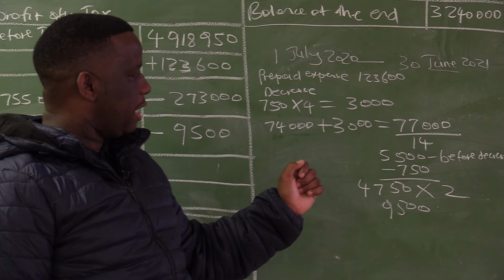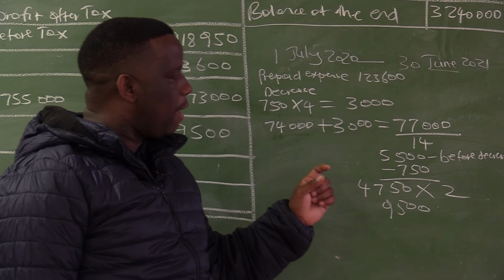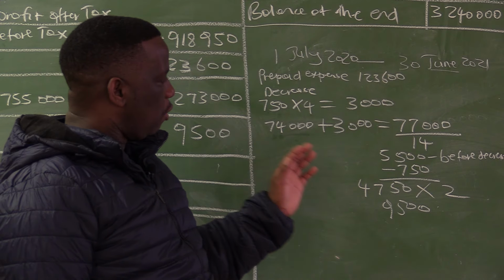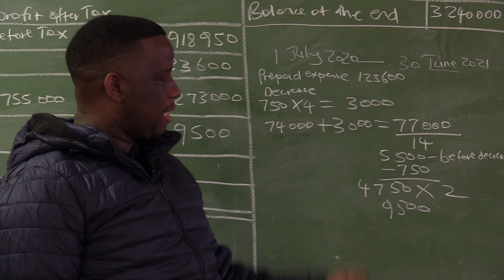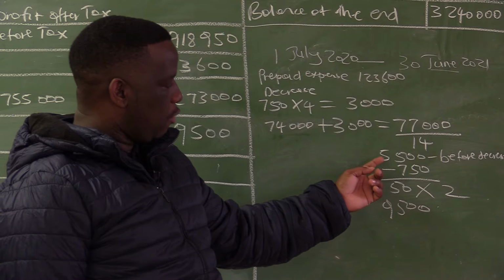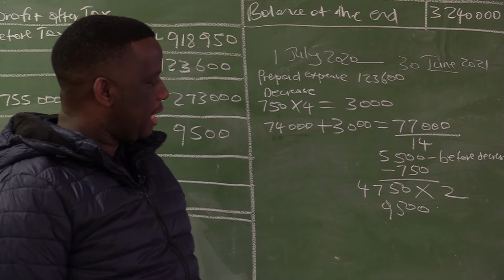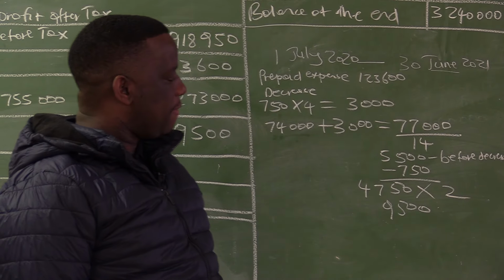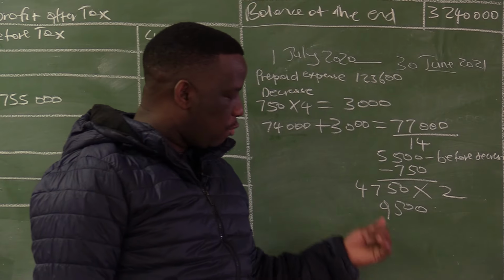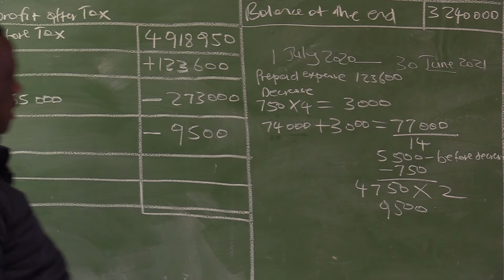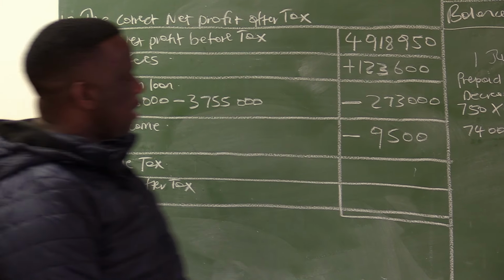Assuming that the rent did not decrease, what could have been the total amount received? The total amount could have been 77,000, and if you divide that by 14, you get that the rent income per month was 5,500 before it decreased. It decreased by 750 per month, so it was then 4,750 multiplied by 2 months, which is income received in advance. That's 9,500. So rent income received in advance is 9,500.